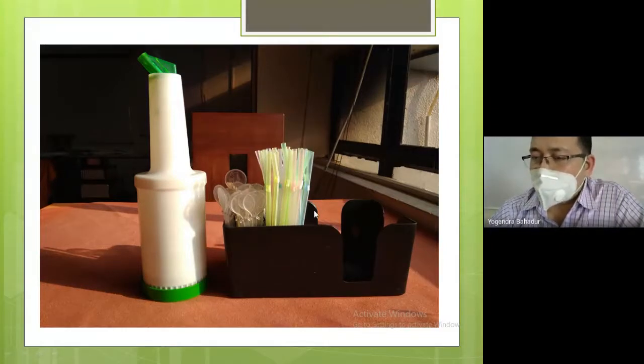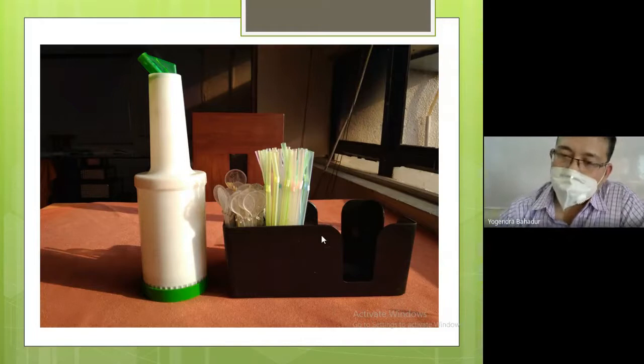And along with that, two more things can be placed over here. One is the coaster. A coaster is round in shape and is placed under the glass along with the paper napkin. It is also supposed to be kept inside the bar.